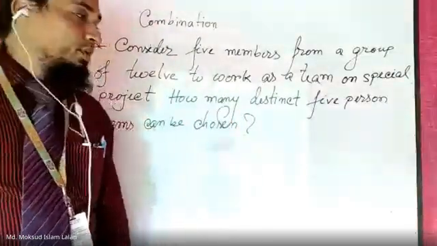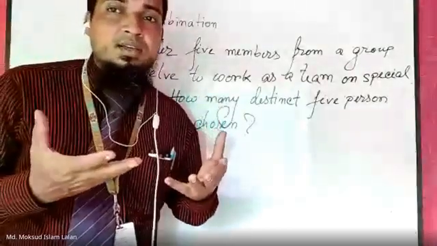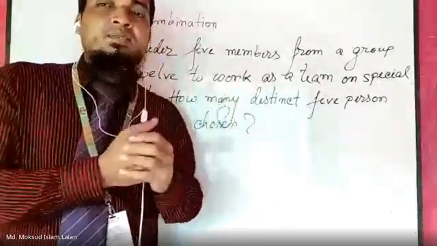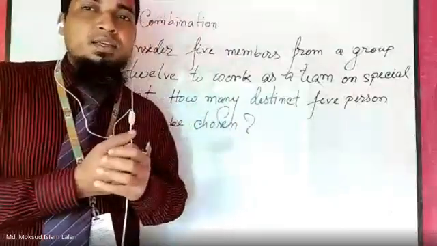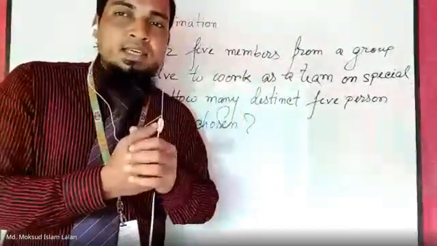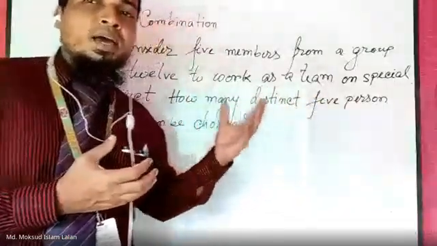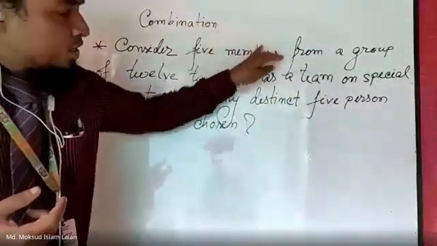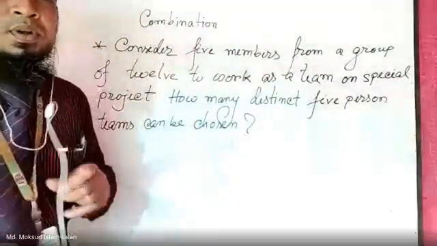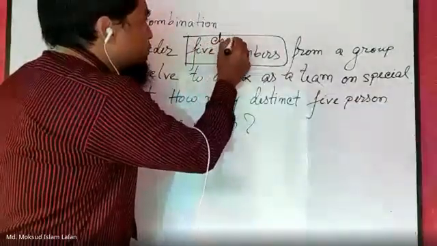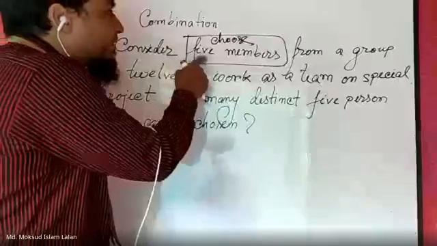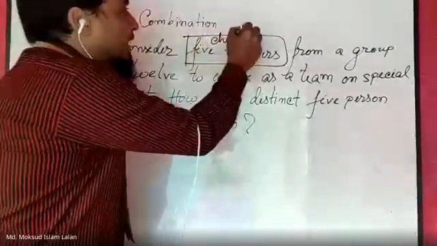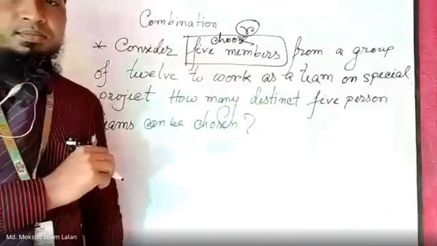I am repeating, I told you, you need to find out the total space, how many objects you are dealing with, and from where. So consider 5 members from a group. You need to consider 5 people, right? You have to choose them. Consider 5 members means you have to choose, so definitely this is R, right?